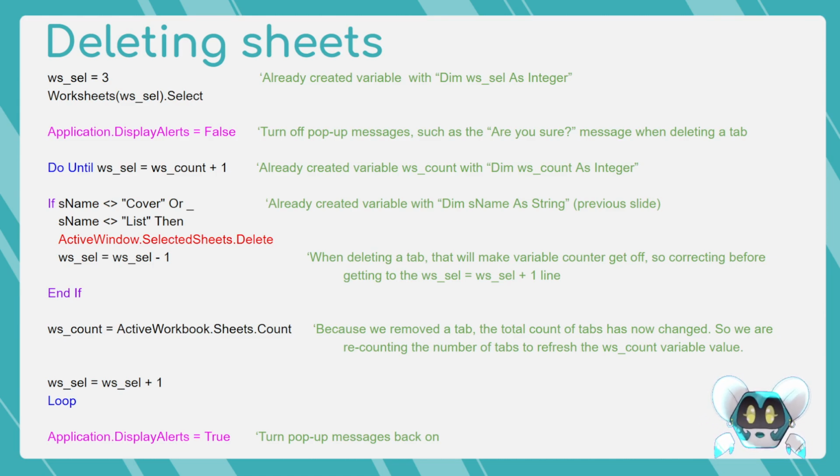Use the application.displayalerts equals false to turn off pop-ups, so that when we delete a worksheet, we don't have our macro be interrupted constantly with a pop-up saying, "Are you sure? Yes or no?" So you can turn those off, go through your loop, and then at the very end, do the application display alerts equals true to turn those back on.